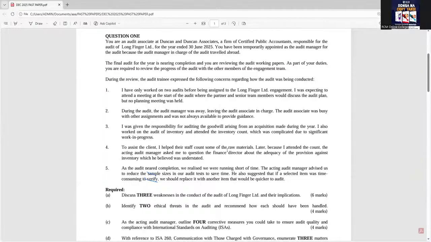Self-review threat. What else? Which other threat can you identify? Familiarity. I can see. Okay, familiarity can be there. Yes, you can say familiarity. How I wish Nyakeri you could expound on that a bit. Familiarity, how does it come out? It can be a threat.